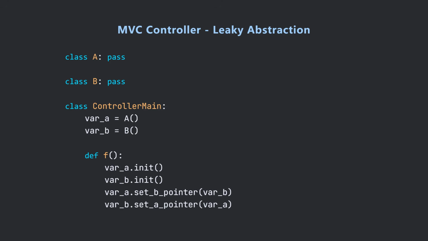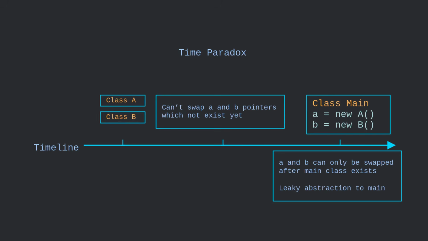Returning to the first solution, let's analyze the root cause. There is a time paradox here. Modules A and B are written first, while the main module is written at some later point in time. To avoid abstraction leakage to the main layer, the programmer needs to express the swap pointers A and B before the main class appears. However, this is impossible because pointer names A and B only appear after the main class exists. But this is due to syntax limitations. If the compiler supports using abstract names as pointer names, the time paradox does not exist.